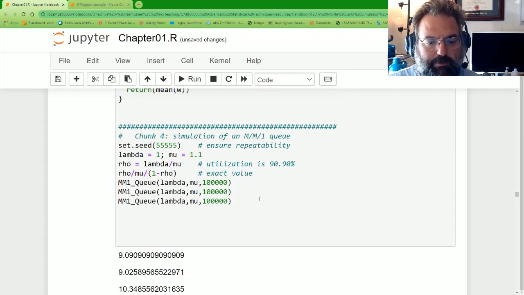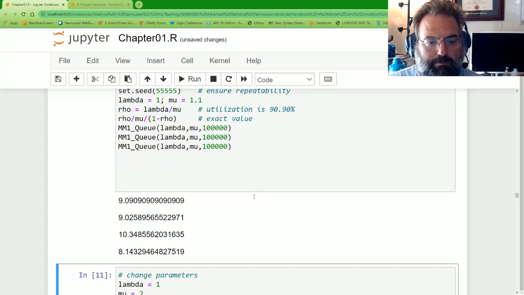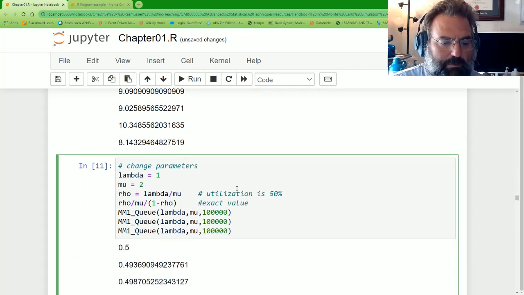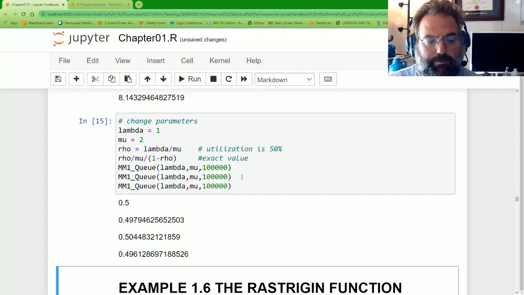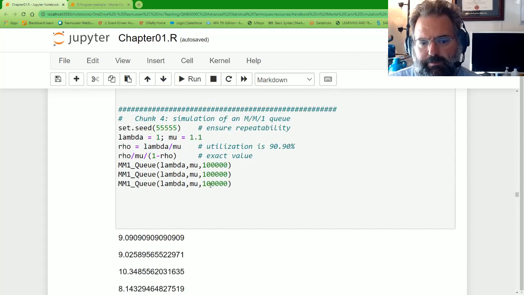and you can try a certain utilization rate, right, of 90.9, a product of mu there, or you can change to a 50% wait time, or essentially utilization rate, and you can see the wait time is significantly smaller because you're not utilizing your resources as much. So that's the trade-off, right, of any sort of simulation.